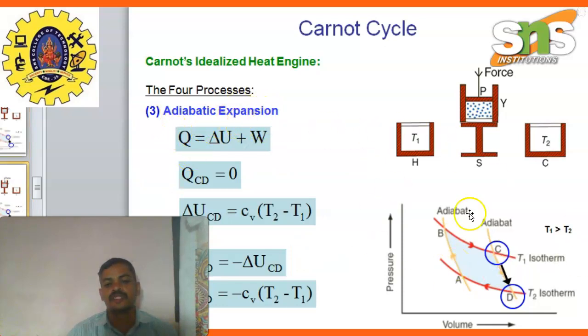Adiabatic expansion. Q equal to del U plus W, Q CD equal to 0, del U CD equal to CV, T2 minus T1. So W CD equal to minus CV, T2 minus T1.